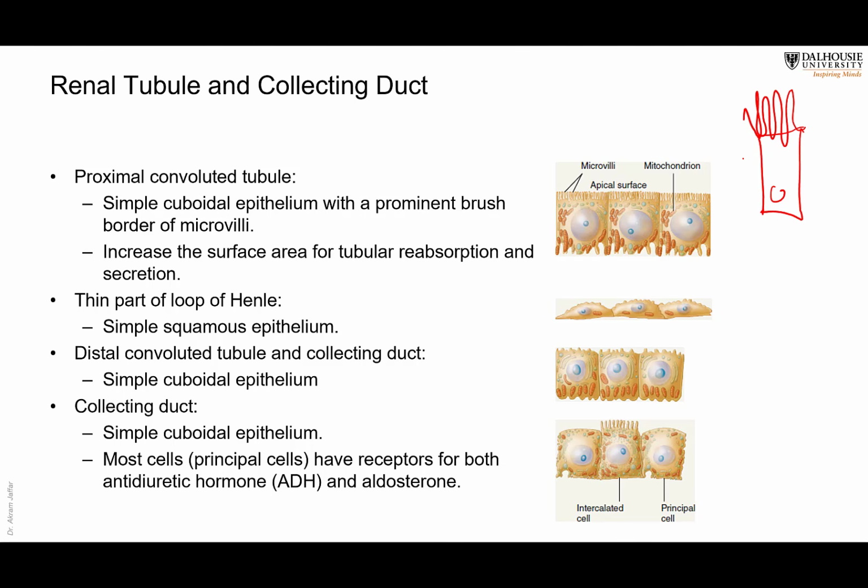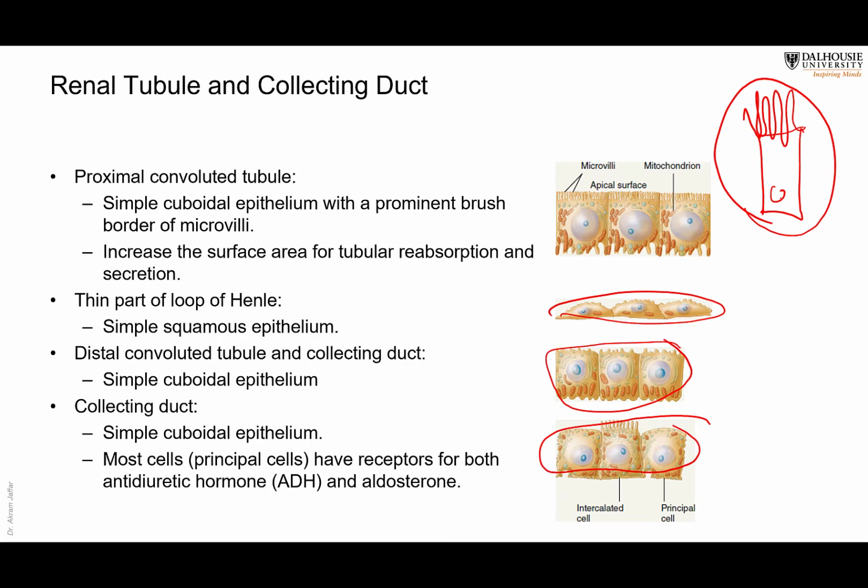And then we have the loop of Henle. They are cuboidal cells. Again, they are cuboidal cells in the distal convoluted tubule, simple cuboidal epithelium, and in the thin part, it is simple squamous epithelium. But remember always that the cells with the microvilli are present in the proximal convoluted tubule.